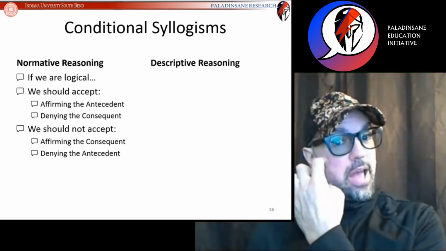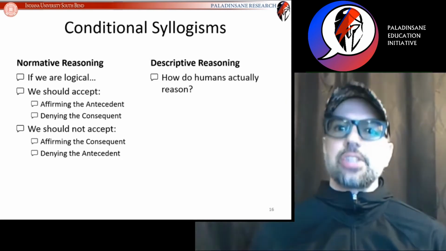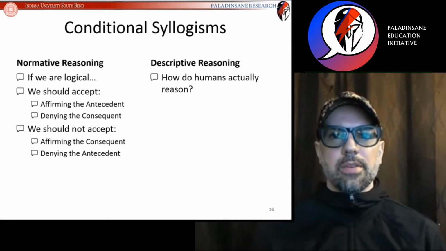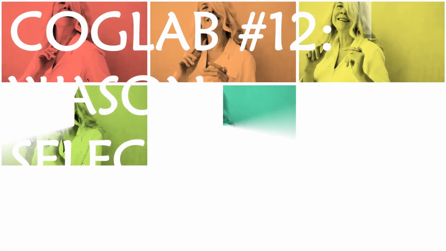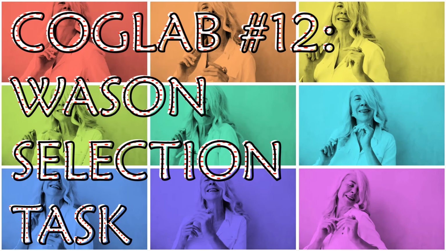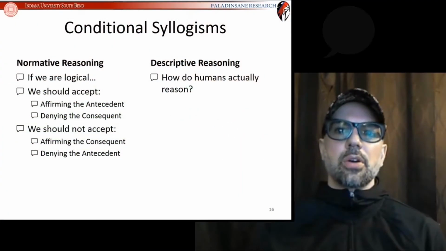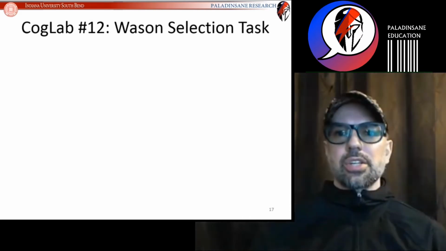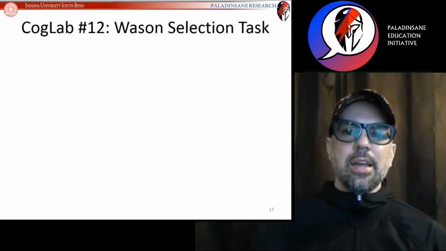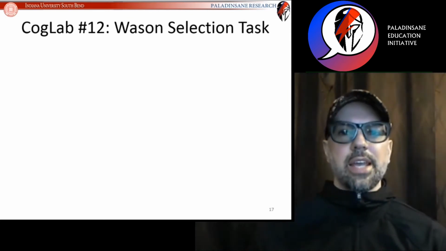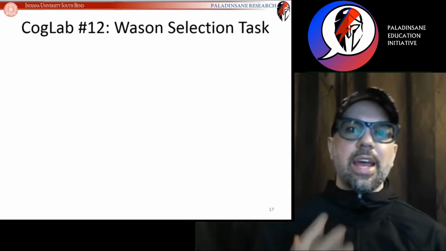That's how we should think. Descriptive reasoning: how do we actually reason? Well, this is where the psychologists come in with their experiments, and this is where we're going to turn to Coglab number 12. So Coglab number 12, this was all about the conditional syllogisms. This was all about testing your affirming the antecedent, denying the consequent, affirming the consequent, denying the antecedent. Which one of those do we accept?